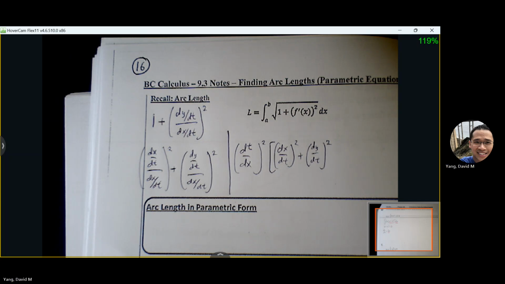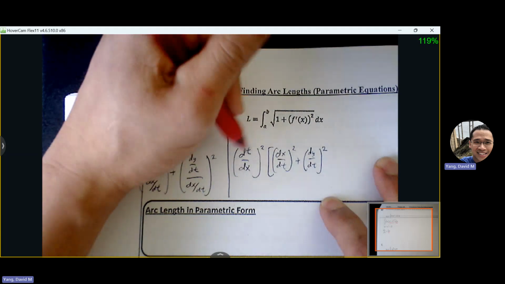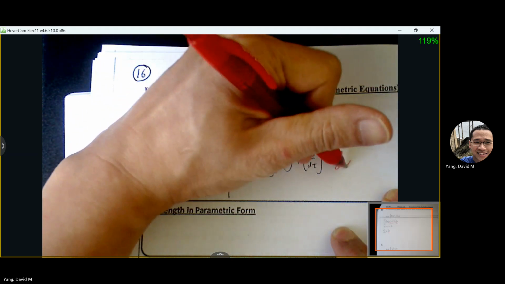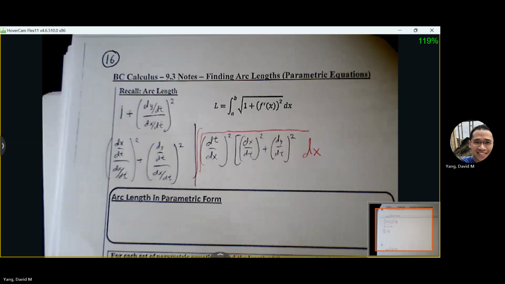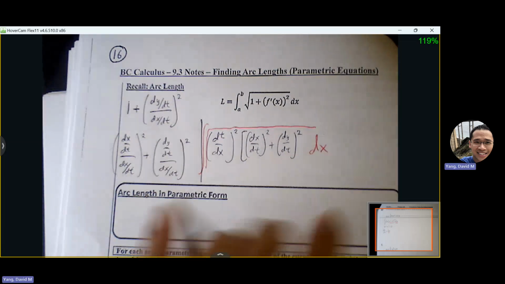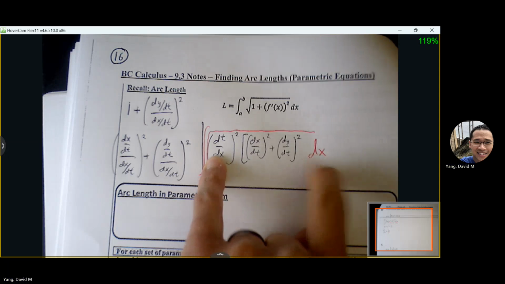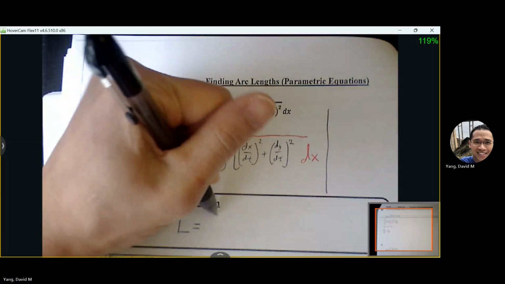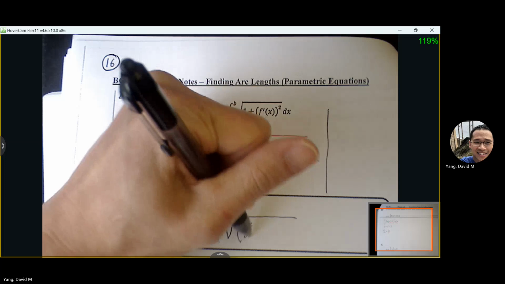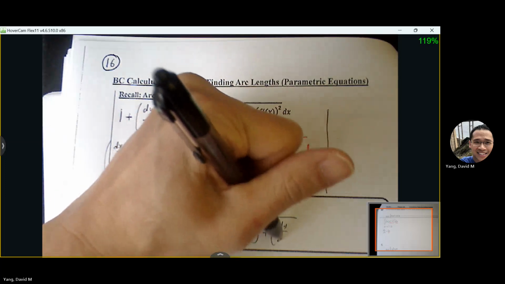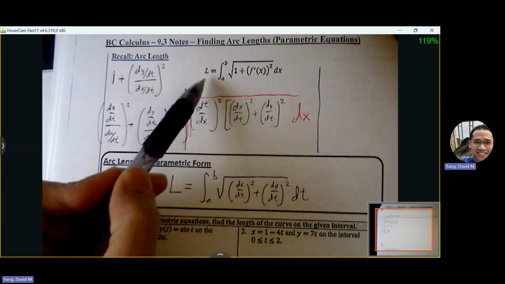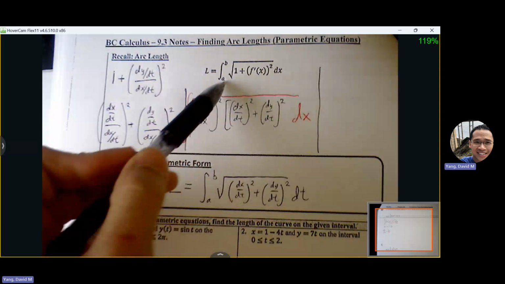So then our arc length is really adapting this and putting a square root over everything. The dx squared under the square root basically will cancel out with this dx over here. And then the dt squared under the square root can be pulled out as dt. So really, this is what we have. Just wanted to show that these are the same. It's just that this is in rectangular form and this is in parametric form.